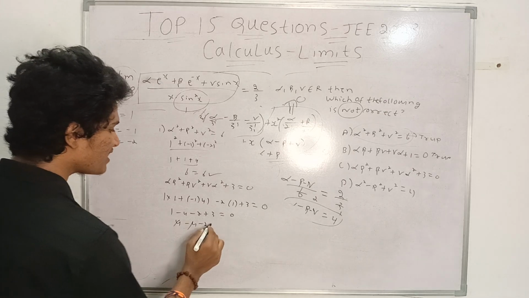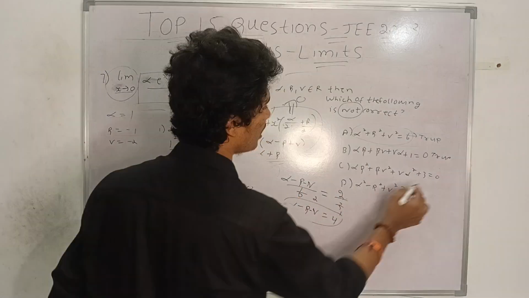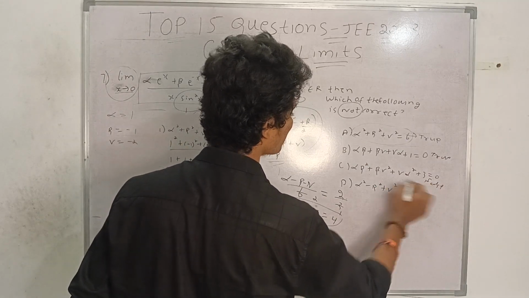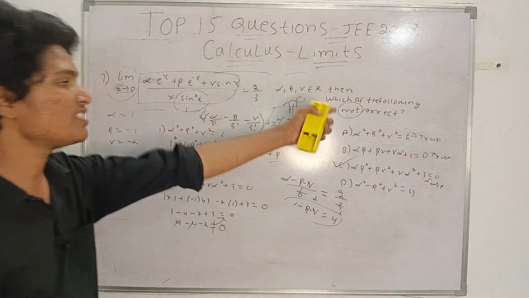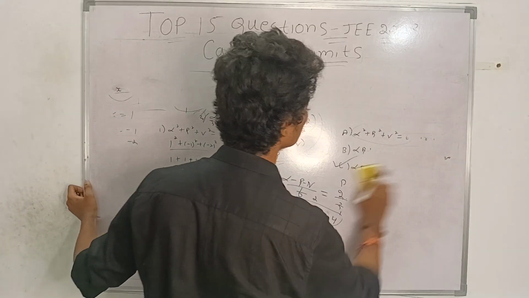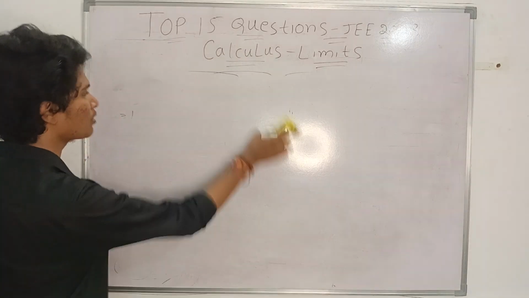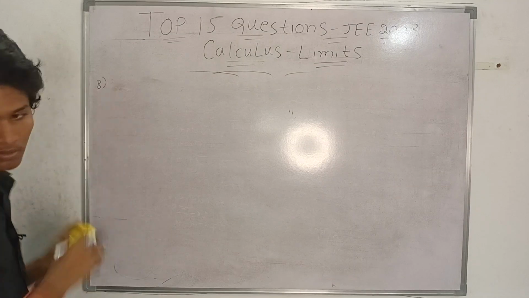So minus 2, which is not equal to 0, but they are saying it is equal to 0. So this option is false. That is, the option which is not correct is C only here, because C is not correct. So like this you have to solve this question. Now 8th question.